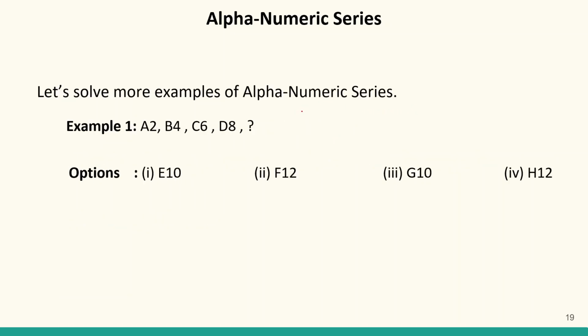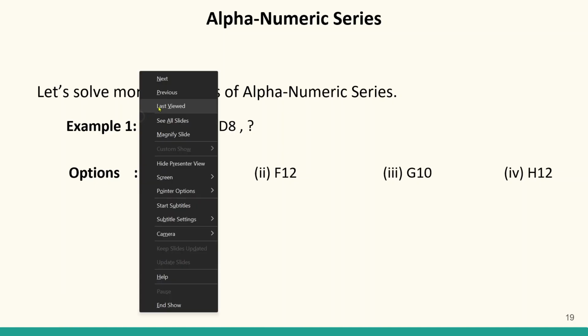Now let us see some more examples to get a better understanding of alphanumeric series. Example 1. In this example, we have to find the relation between the letters and then the relation between the numbers.